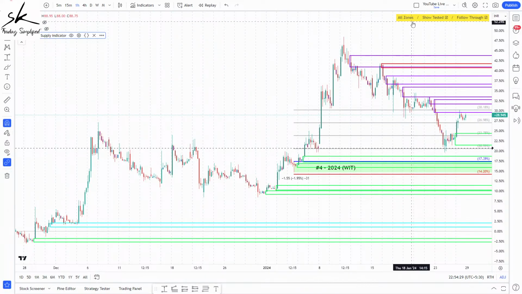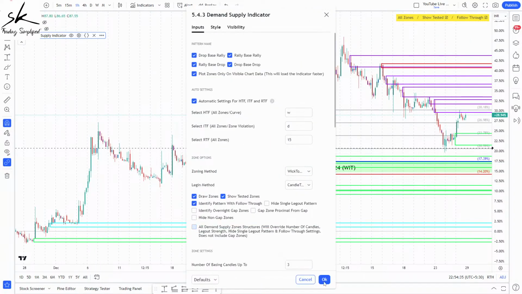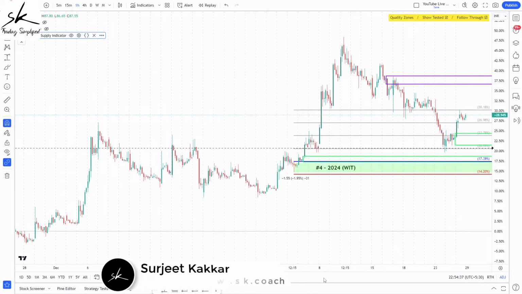So that is why by default, because can you see if I bring up all zones, we have n number of areas. So this is the very first filter we are doing. We don't want to use all zones. First, we want to start only with the quality areas. All right. Let's see what do we have.